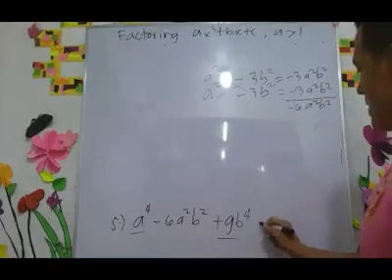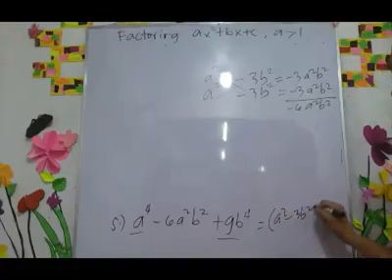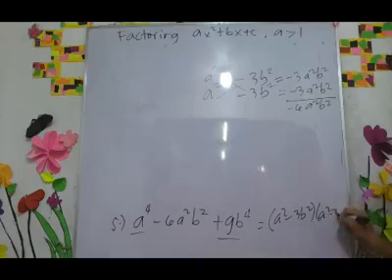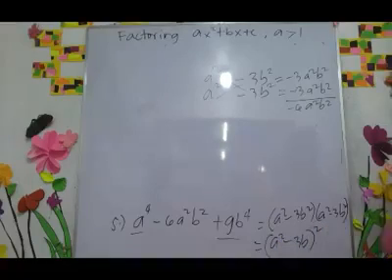So our factors would be a squared minus 3b squared, and then a squared minus 3b squared. Or you can have a squared minus 3b squared, all squared. Since they're just the same, you can just have them squared.